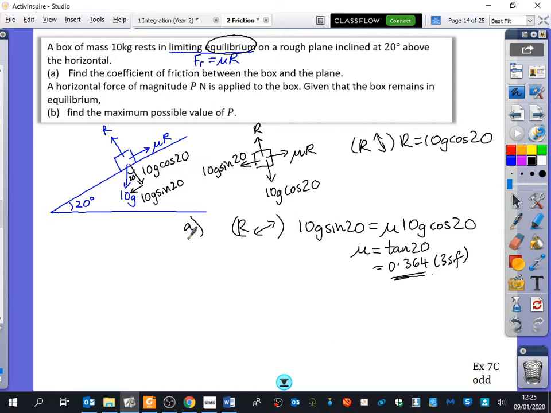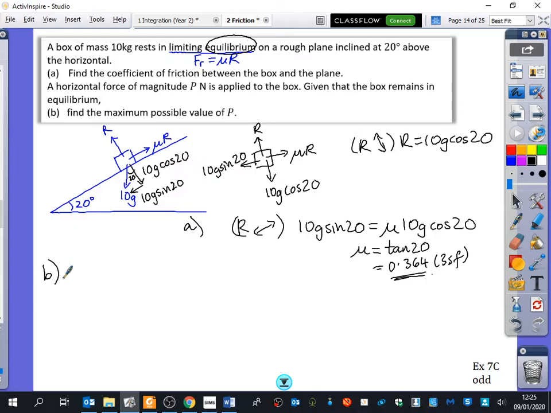Now here's the interesting part, okay? Find the maximum value of P. And this is, Rayhan, the most important part of the whole lesson, because this is pulling together some of the ideas of thinking about the situation rather than just doing the maths. You have to think about what this looks like and what is about to happen in order to understand where you put the forces properly.